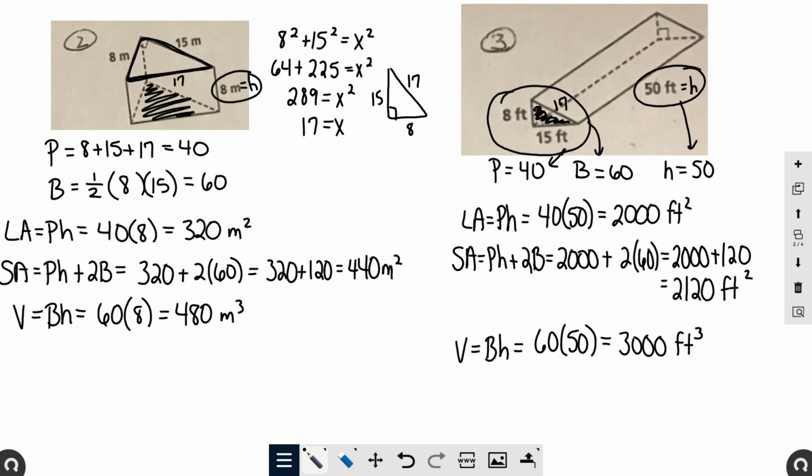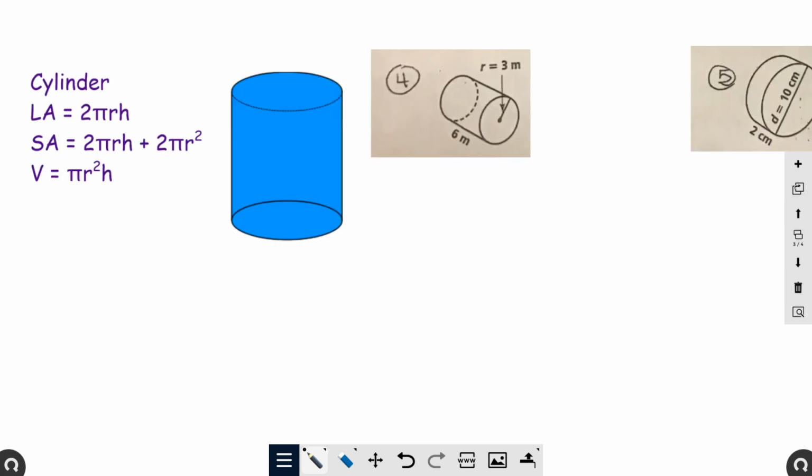Okay, so make sure you use the triangle or whatever it's sitting on for the base. All right, go back to your notebook paper and let's write down our formulas for cylinder. Cylinder is like a can. Can of corn, can of green beans, can of peaches.